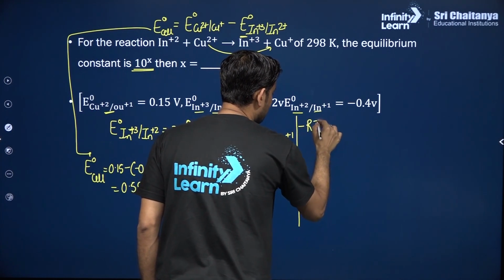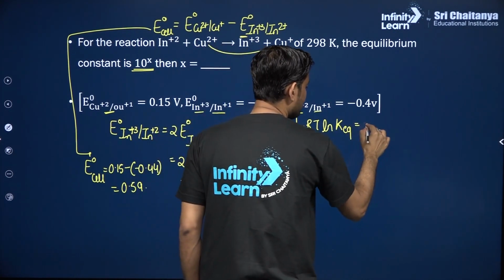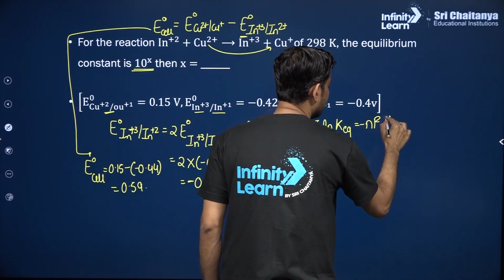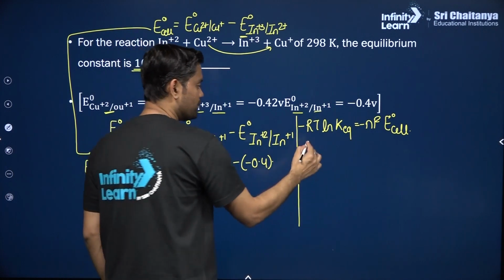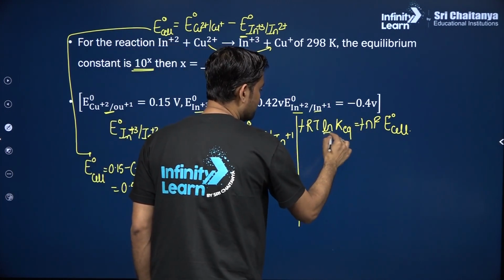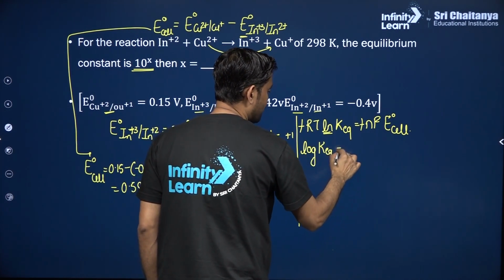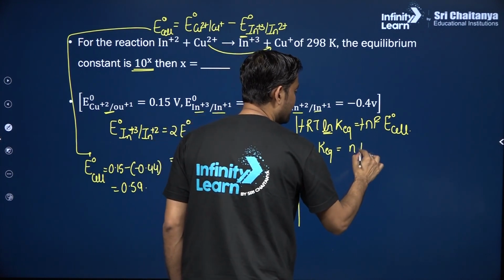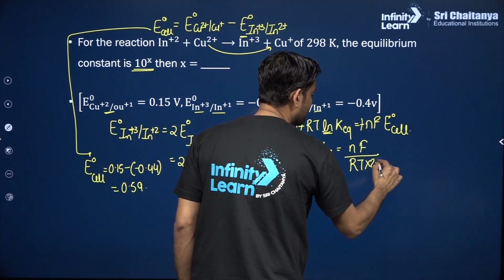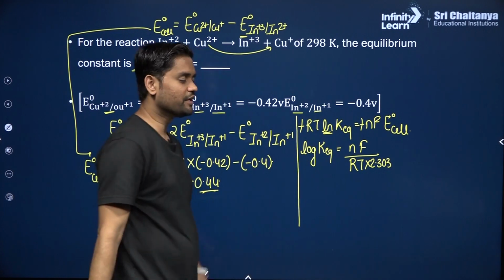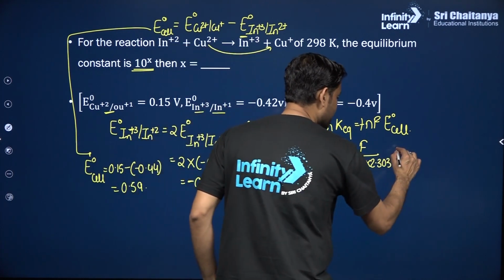minus RT ln K equilibrium is equal to minus nF E naught of cell. Okay, first of all let us cancel out this negative sign, then I am converting this natural log to log to the base 10 of K equilibrium, and I am bringing this entire thing over here. So it is nF whole divided by RT into 2.303. Why this 2.303? Because we have converted natural log into log to the base 10, clear, into E naught of cell.